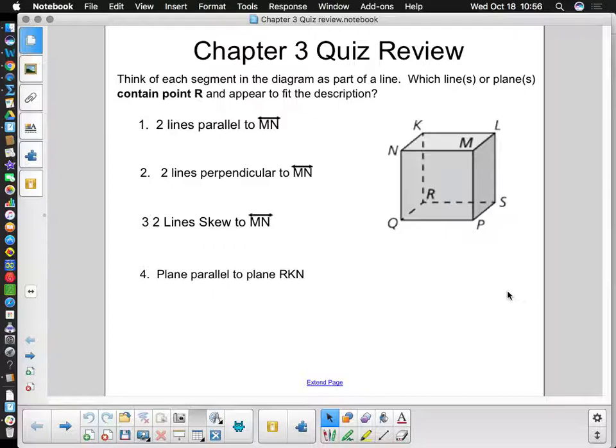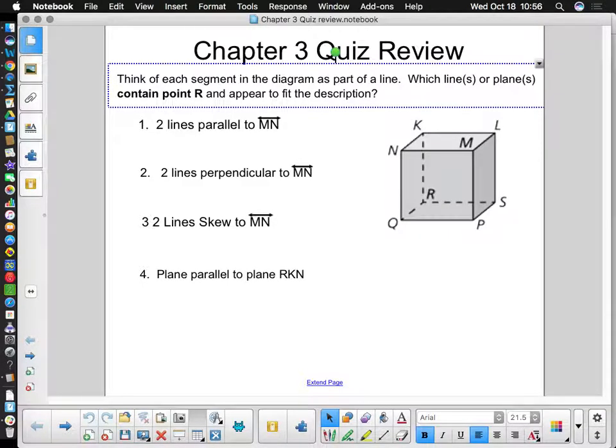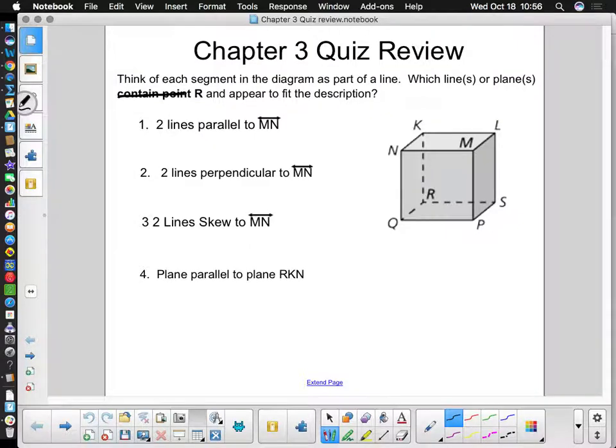So give me just 2 lines parallel to MN. So KL, yeah, that would be fine. And we have to have the line symbol or it's not going to count. QP would be marvelous. We could also do RS, technically, because there is a plane here, it's just not drawn in. Cutting through that way, isn't there? So a teeny bit tricky, but yeah, we could actually get a third one.